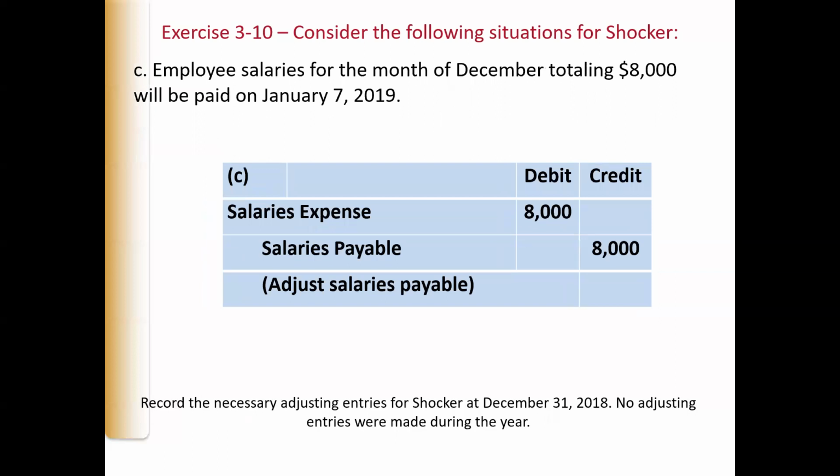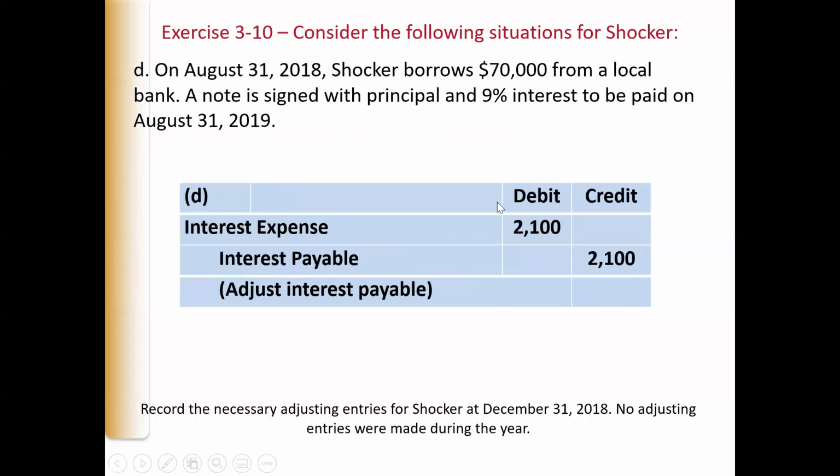Employee salaries for the month of December totaled 8,000. They're going to be paid on January 7th. Have the employees worked? Are they due money? We used them, it's an expense. We debit salaries expense and we credit salaries payable. We owe them money. But their work actually did happen in December. That's when we're going to report it. Okay.